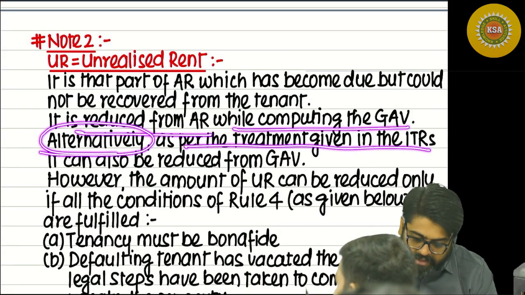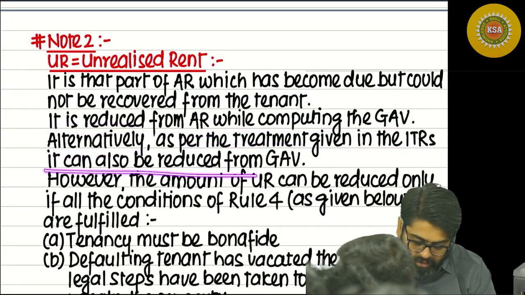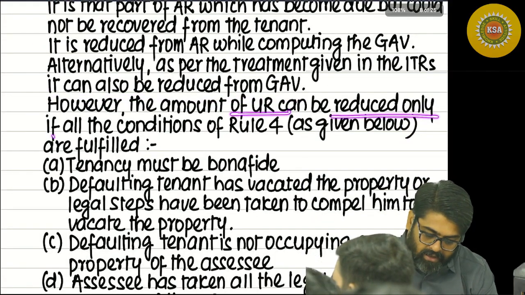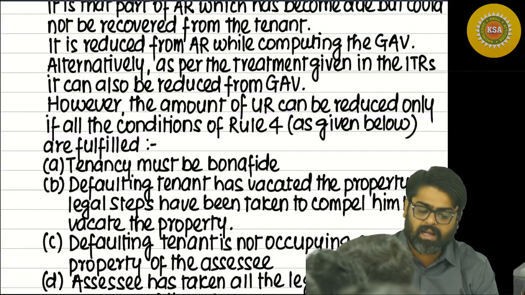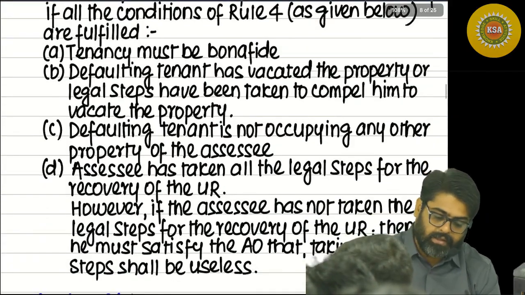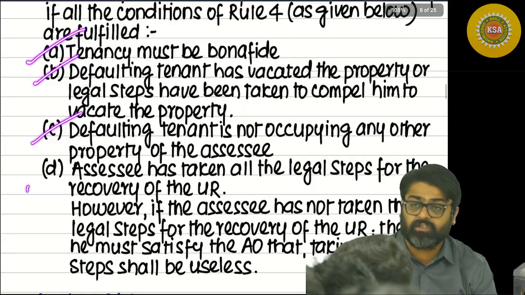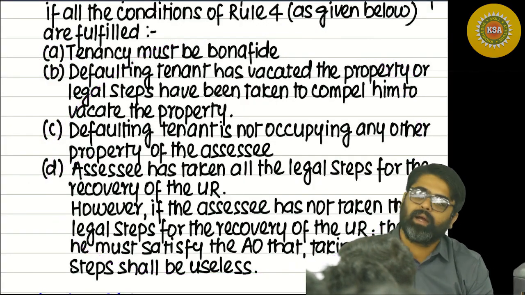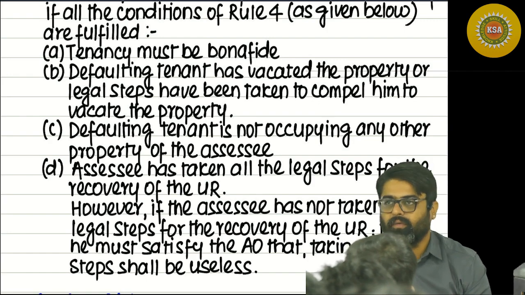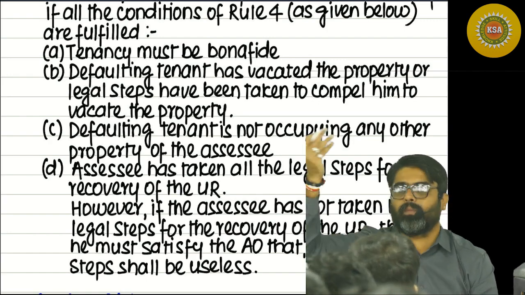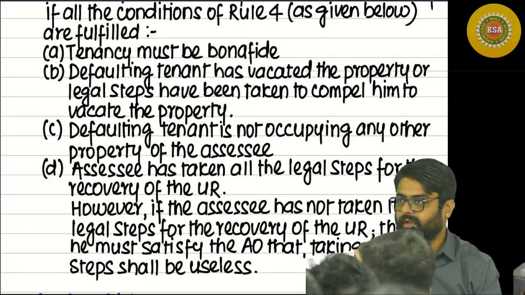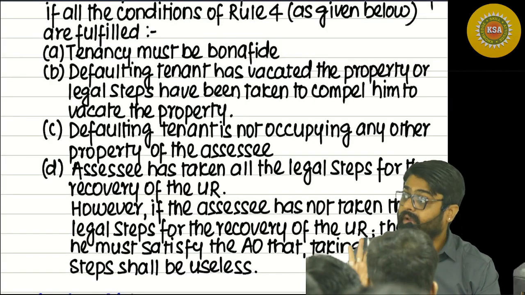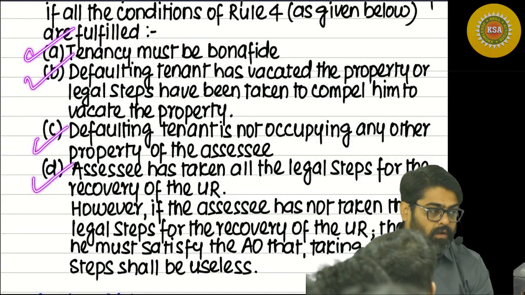Alternatively, as per the treatment given in the ITRs, it can also be reduced from. However, the amount of unrealized rent can be reduced only if all the conditions of Rule 4 are satisfied. Now, there are 4 conditions. If these 4 conditions are fulfilled, only then the unrealized rent can be adjusted while calculating your GAV, whether from actual rent or from GAV. Wherever you want to adjust, you can adjust it only if these 4 conditions are satisfied.